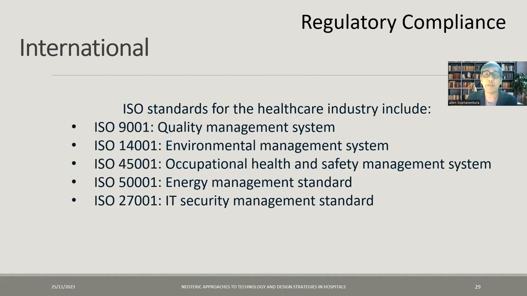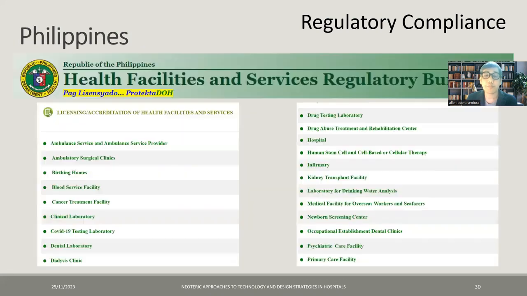ISO standards for healthcare facilities include ISO 9001 Quality Management System, ISO 14001 Environmental Management System, ISO 45001 Occupational Health and Safety Management System, ISO 50001 Energy Management Standard, and ISO 27001 IT Security Management Standard. These standards can help healthcare organizations manage and control risk, meet legal requirements, meet industry standards, deliver high quality care, and keep employees safe.